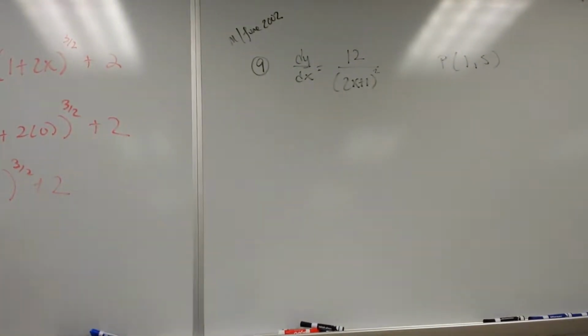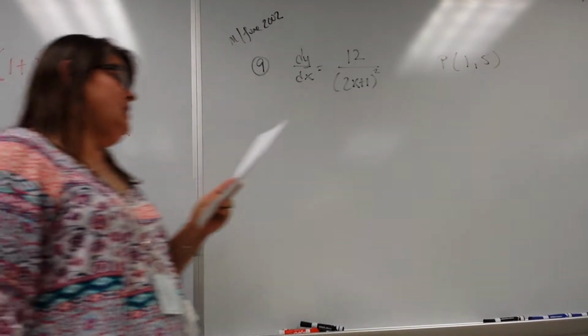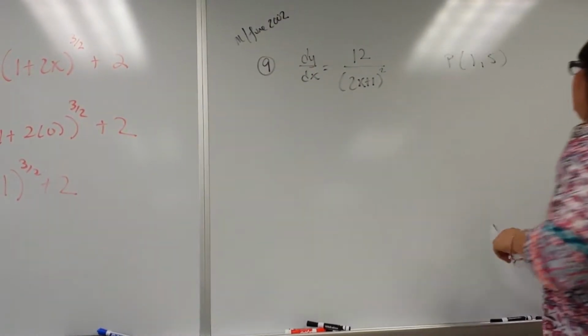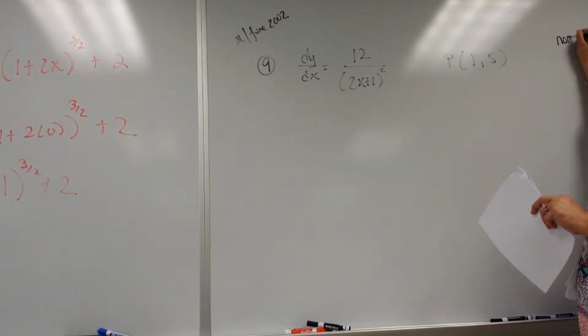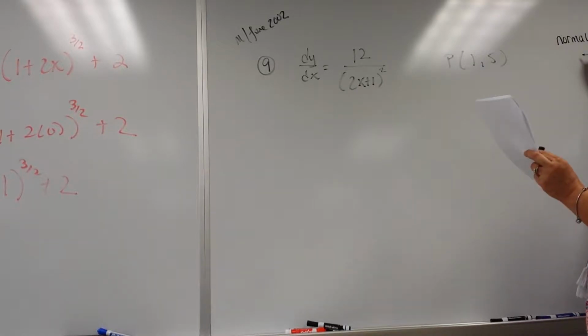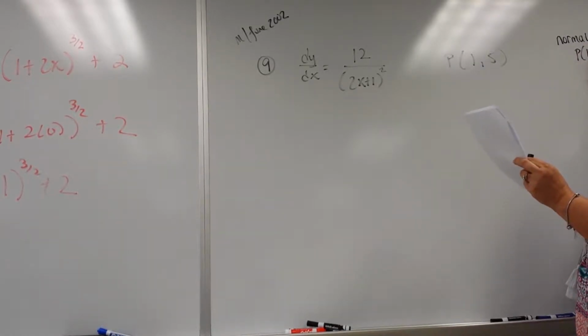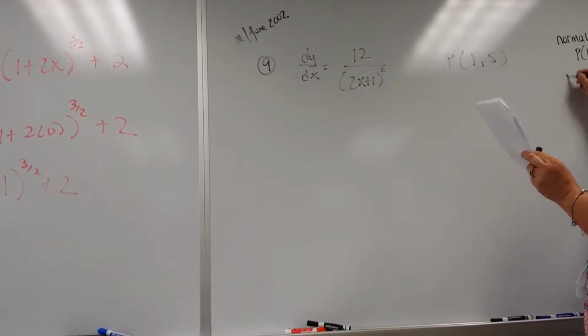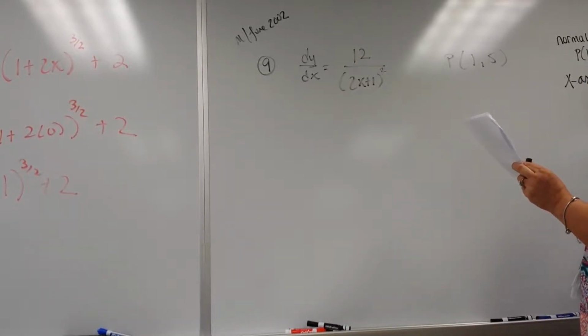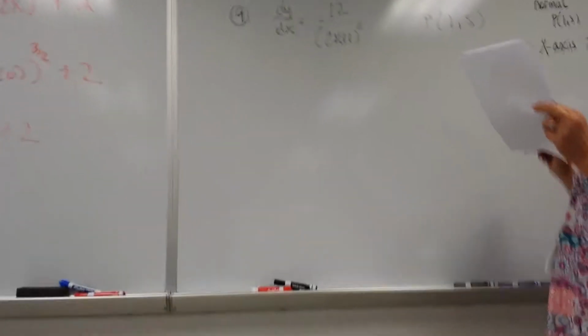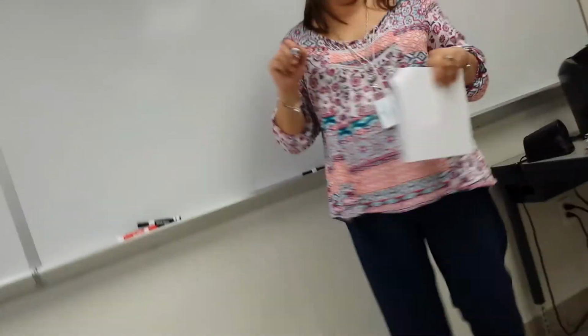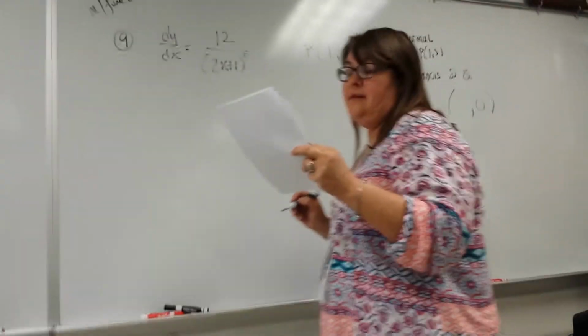It says the normal to the curve at P, which we know is (1, 5), crosses the x-axis at Q. Find the coordinates of Q. What do we know about Q? Right, so y is 0. Then it says find the coordinates of Q.